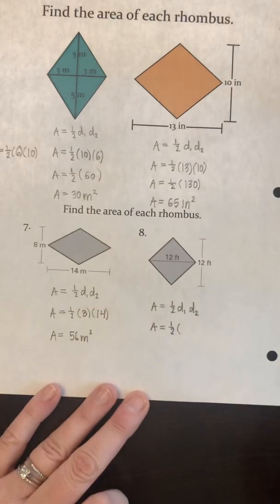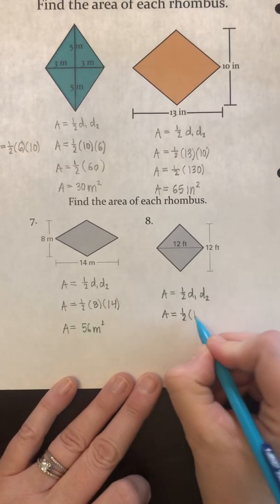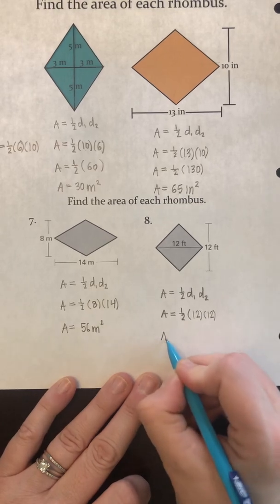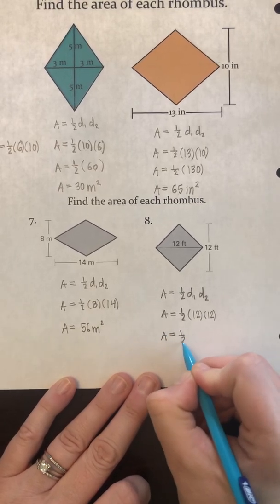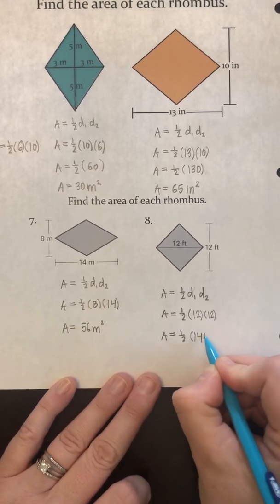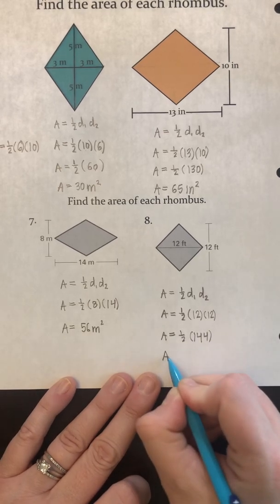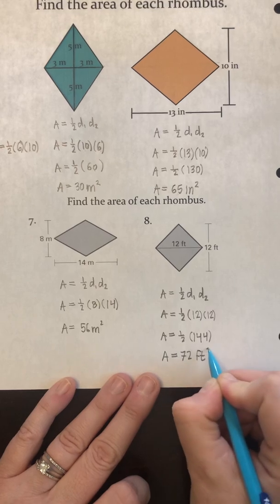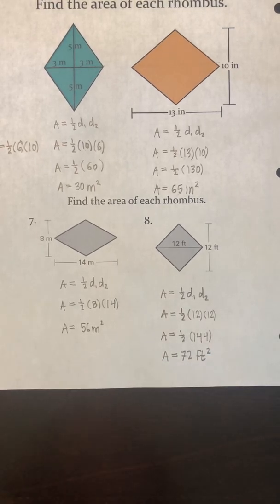All right, so in this case, the diagonals are the same. They're both 12. So I could do 12 times 12, which is 144. And then I could chop that in half, and I would get 72. So my area is 72 feet squared.